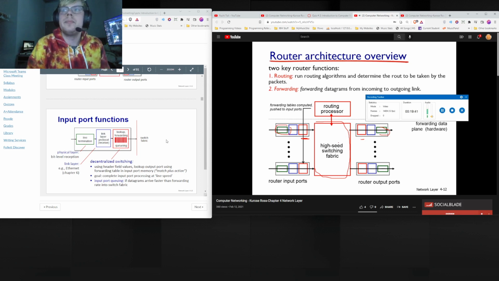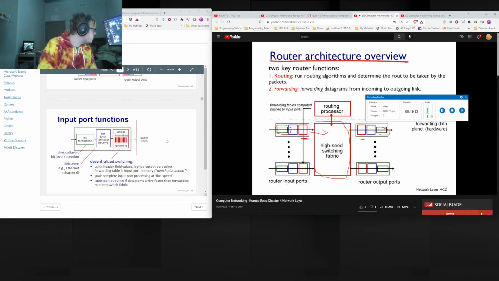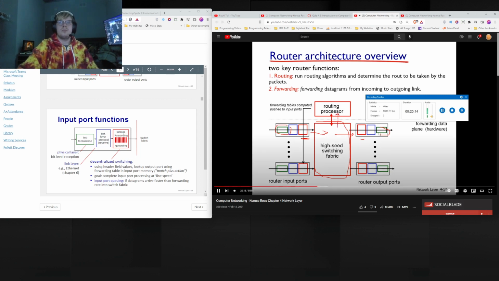Basically, it performs the lookup and forwarding function so that the packet can be forwarded into the switching fabric. So, the packet can be forwarded to the switching fabric of the router and it emerges at the appropriate output port. Then, control packets, for example, packets which carry the routing protocol information, are also forwarded from the input port to the routing process.